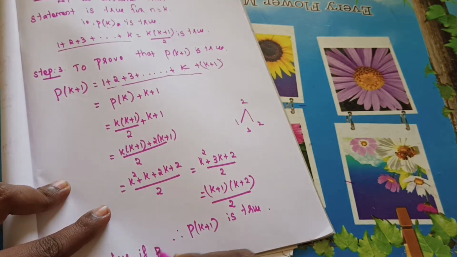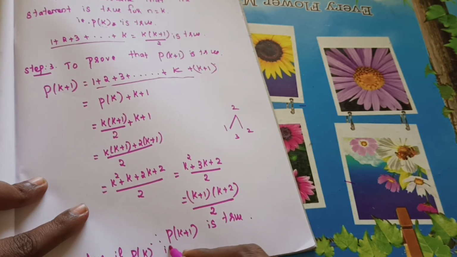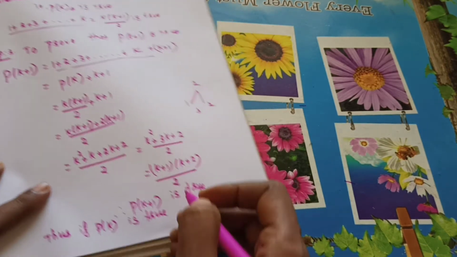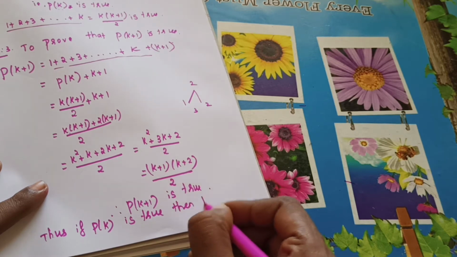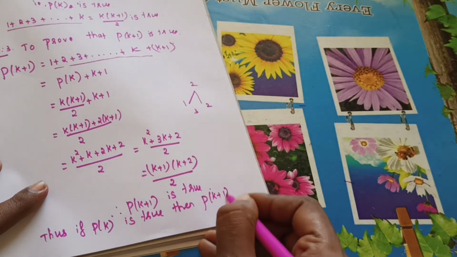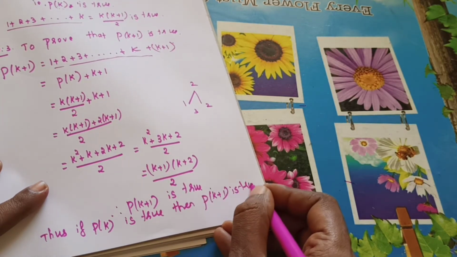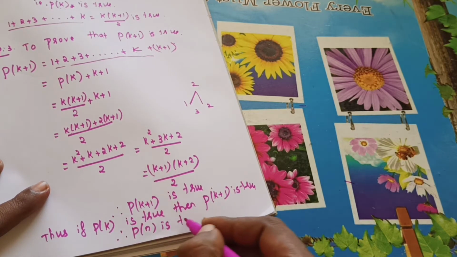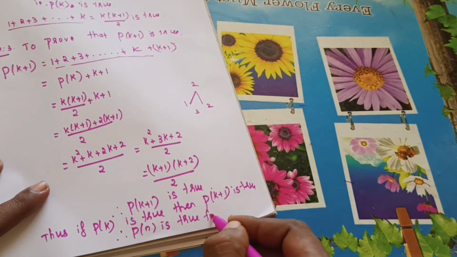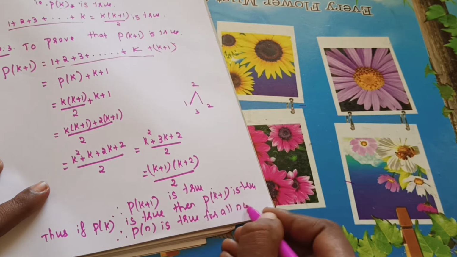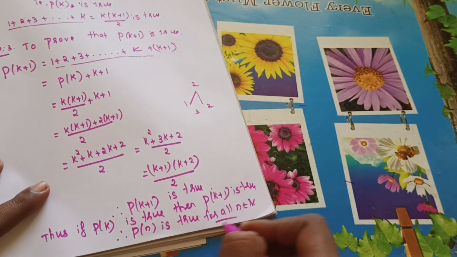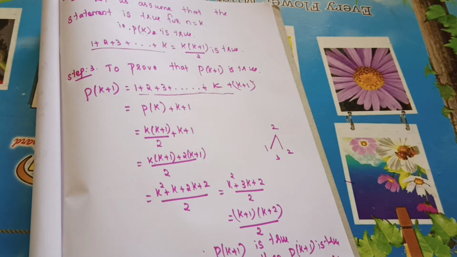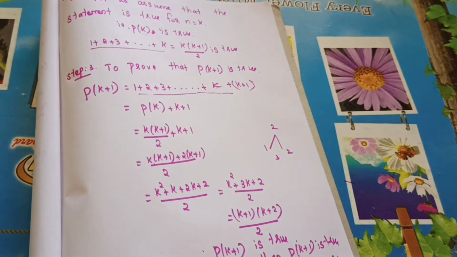If P of k is true, then P of k plus 1 is true. Therefore P of n is true for all n belongs to N. Okay, got it? So very important, students.